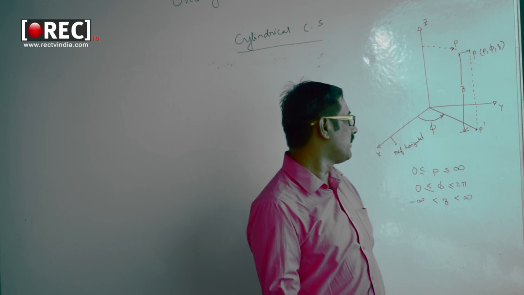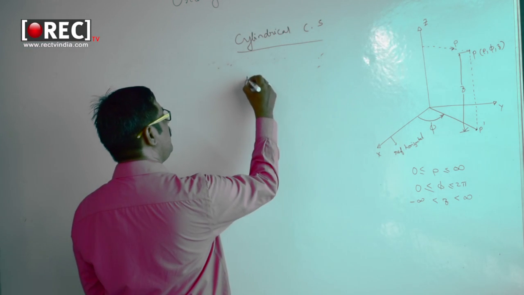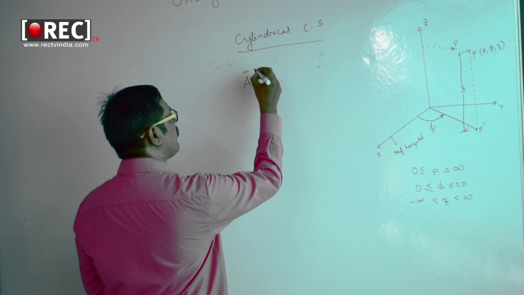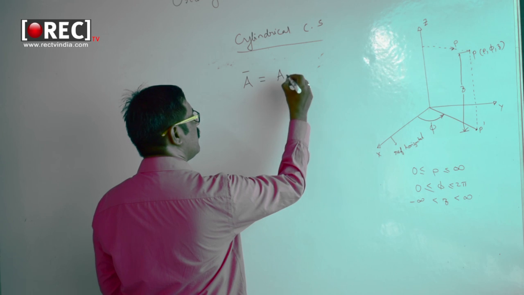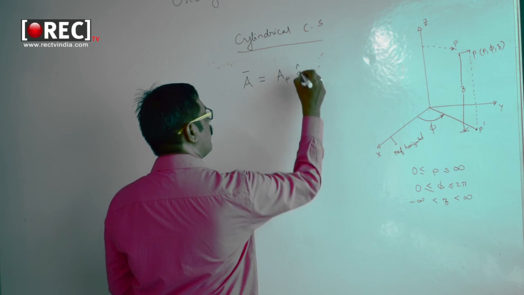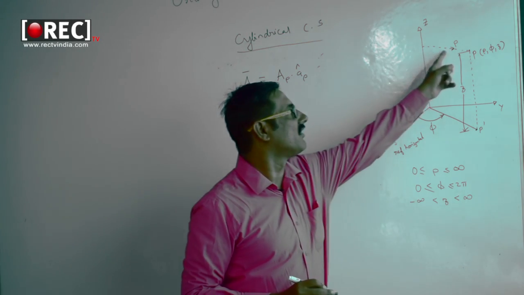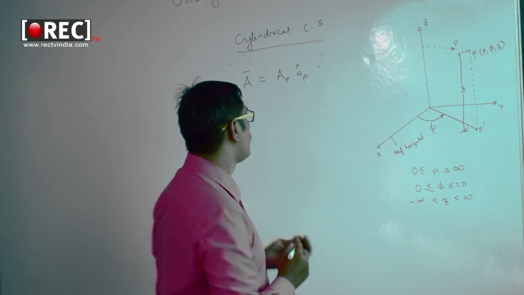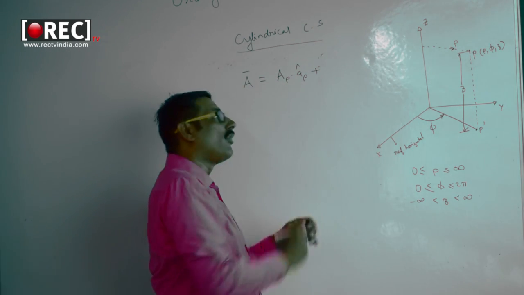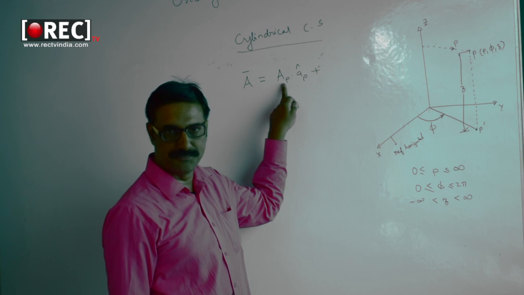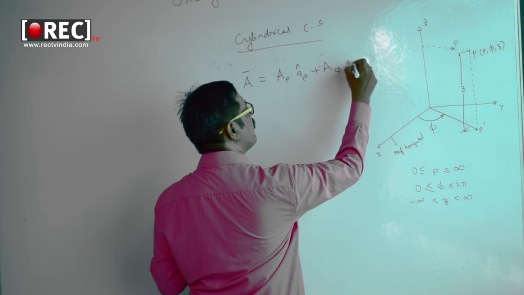Now, let me explain how a vector can be represented in cylindrical coordinate system. So, if I take A bar, it is A rho into a rho cap. What is a rho cap? It is the unit vector along the rho direction. Plus, what is A rho here? Capital A rho is the component of A in rho direction. Next, it is A phi into a phi cap.